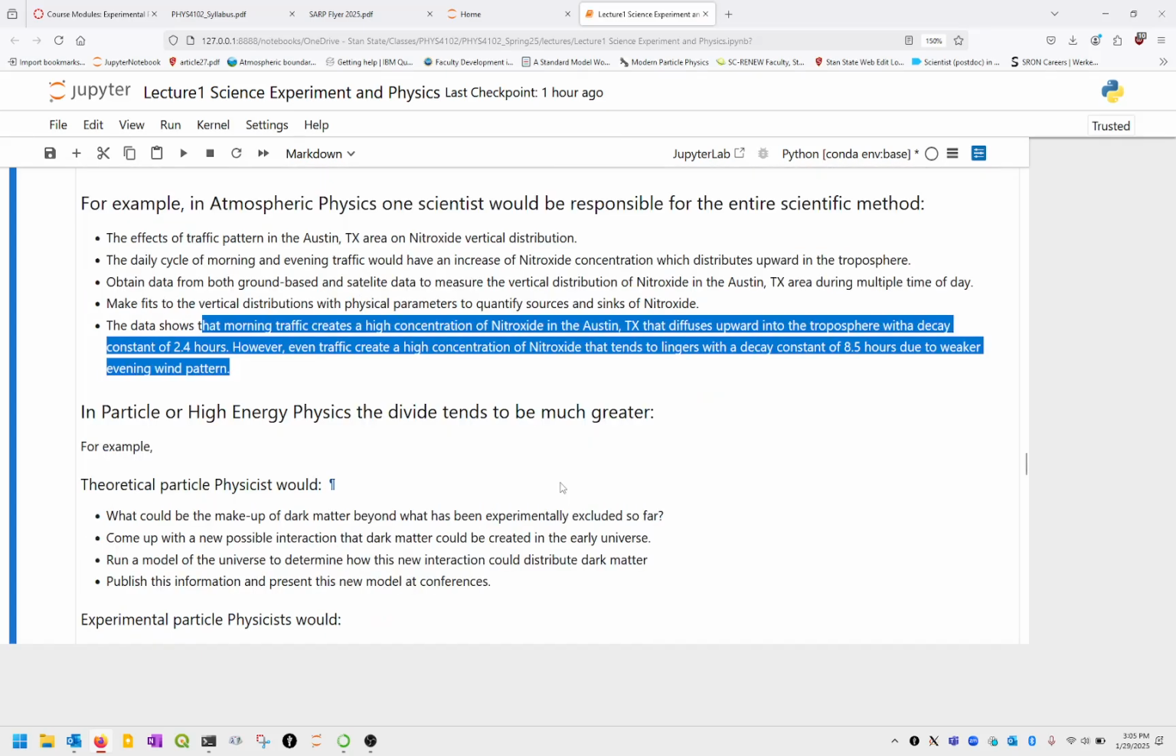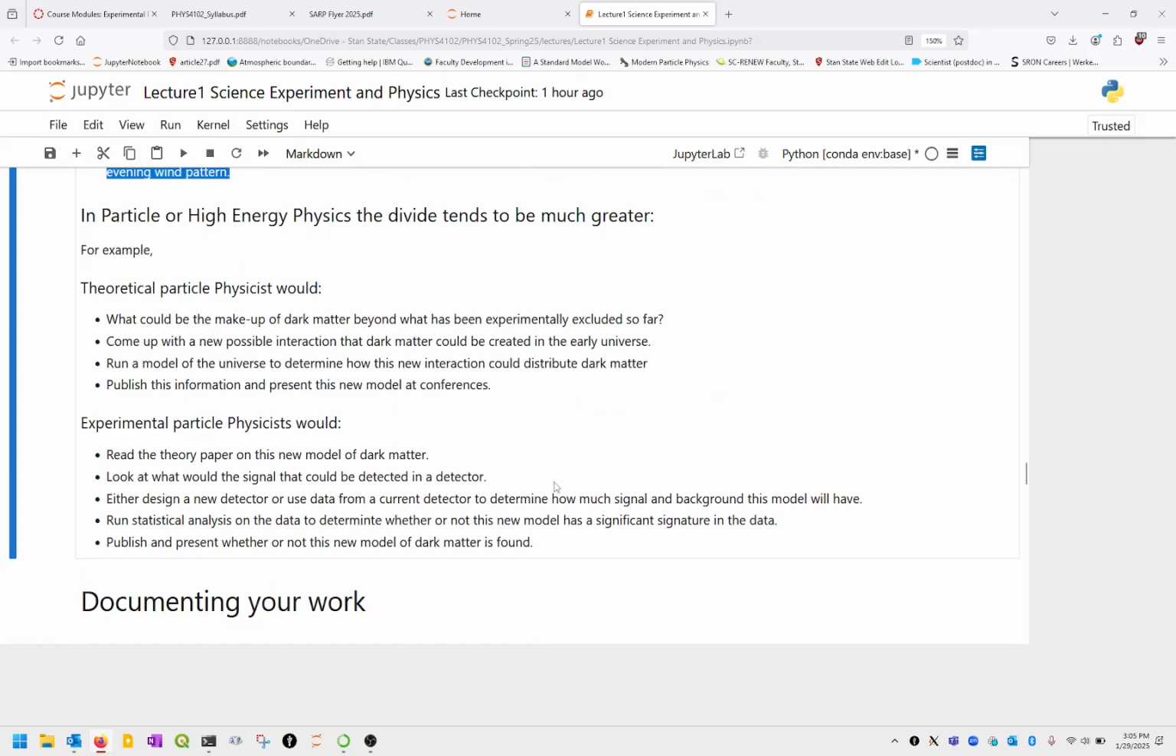A more extreme example, on the other end, where these are divided, is in particle physics. What a theoretical particle physicist would do, and this is just me making up a question someone might ask about dark matter, is ask: what is the makeup of dark matter beyond what experiment can exclude so far? What are the possibilities? This particular scientist will come up with a new possible interaction of dark matter, where the dark matter is created in the early universe.